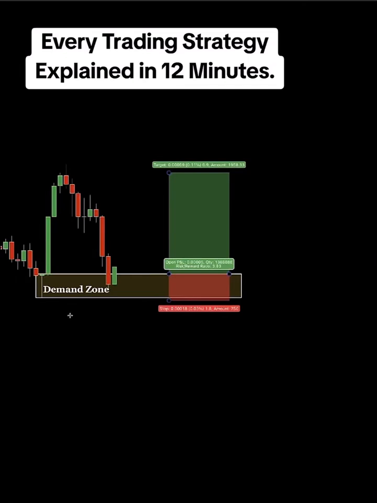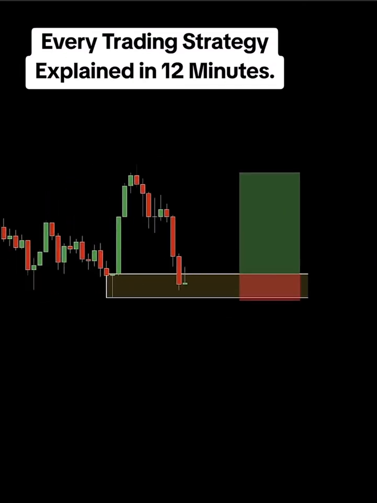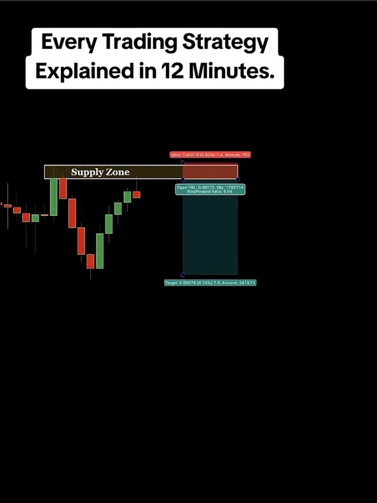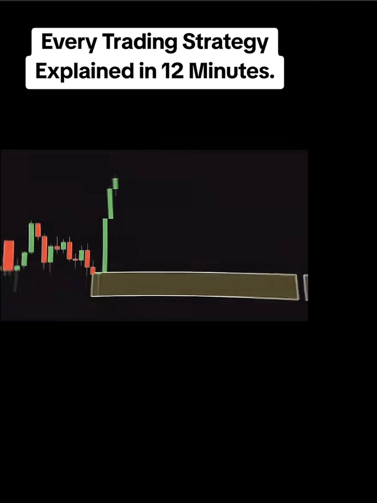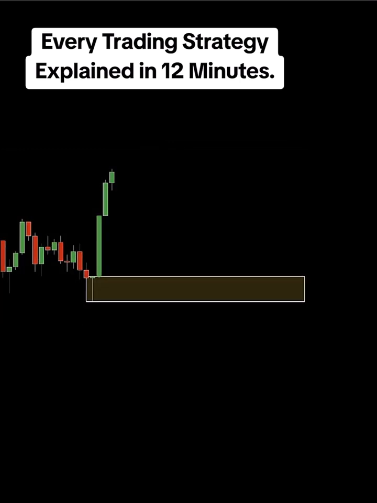Zones signal buying opportunities, as the price often reverses upward when it reaches the zone. Supply zones signal selling opportunities, as the price typically reverses downward when revisited. To identify high-quality zones, focus on these 4 key criteria.